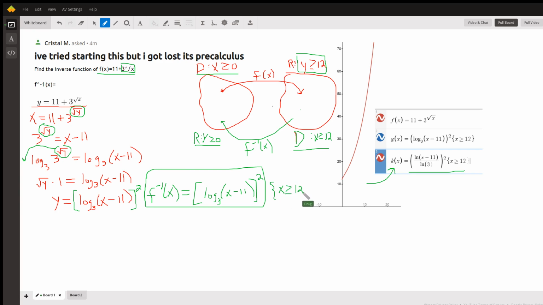We can't have numbers in the domain that are different than that, in order to end up back where we started.